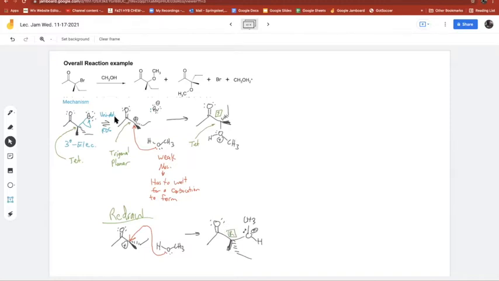Okay, so what do you think? Does it look like one of these products is made more than the other? Or do they look like they're produced the same? Actually, you'll make the same amount of both. It'll be a 50-50. You'll get 50% this and 50% this.